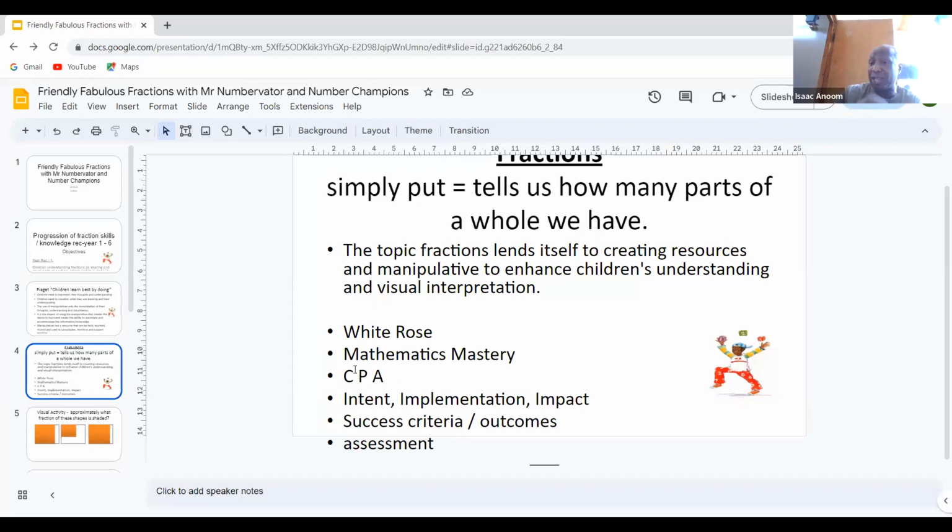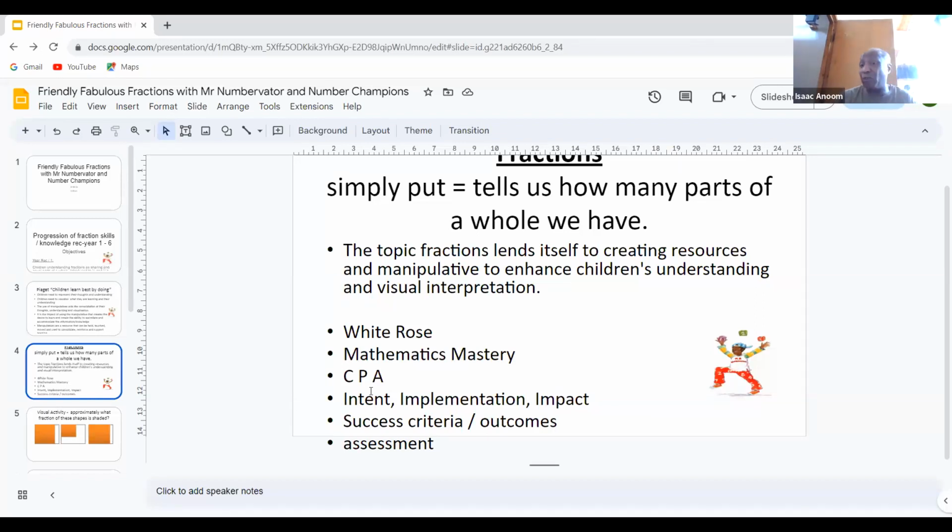So it's the concrete where they're touching, they're holding, they're moving. Then the pictorial where they're representing what they can see. And then you've got the abstract where you're moving away, but it doesn't mean that you still cannot use manipulatives and pictorial to help and support your learning.